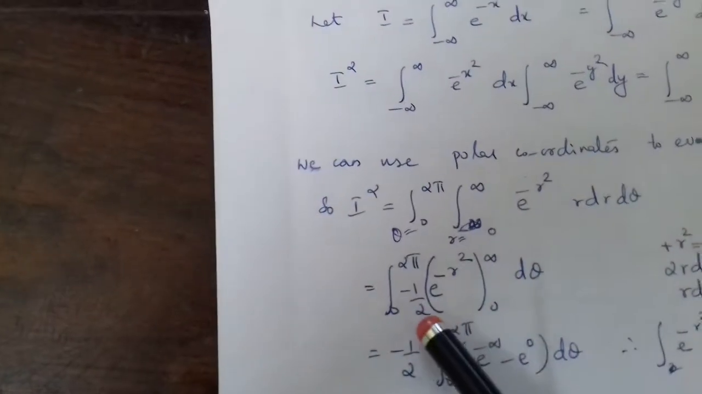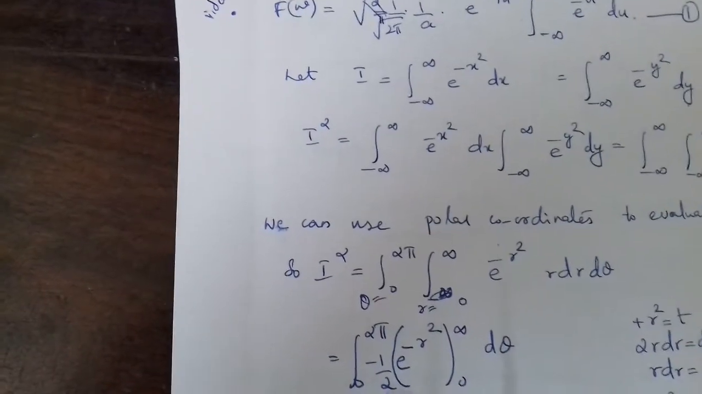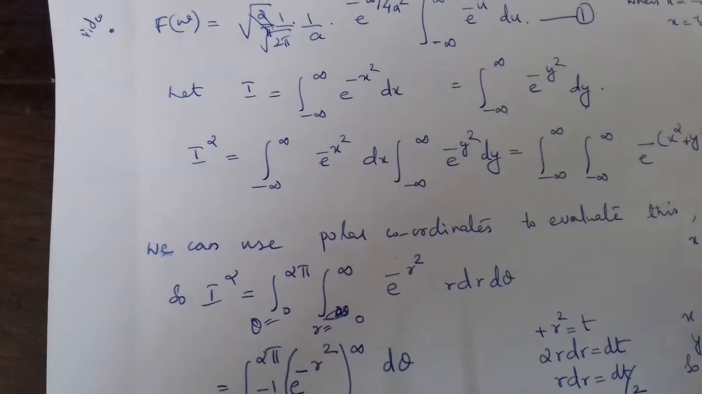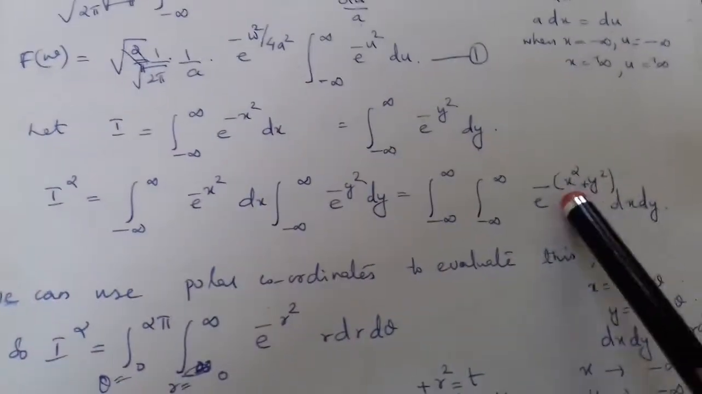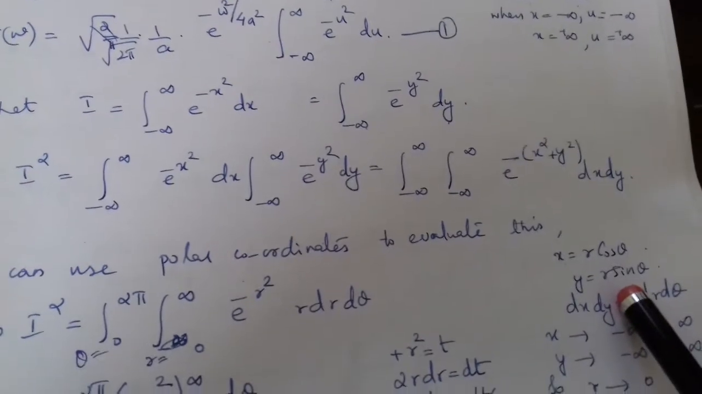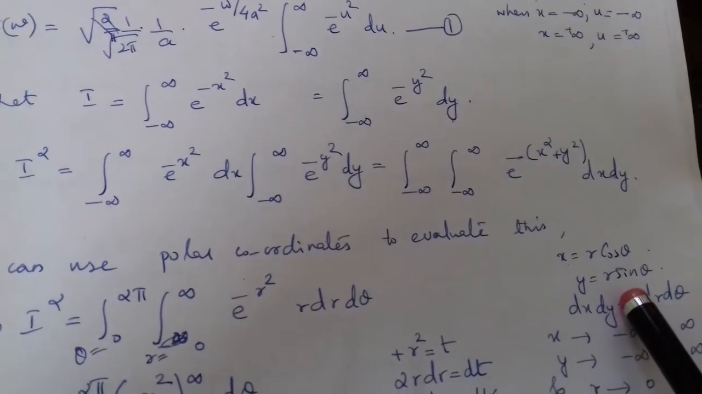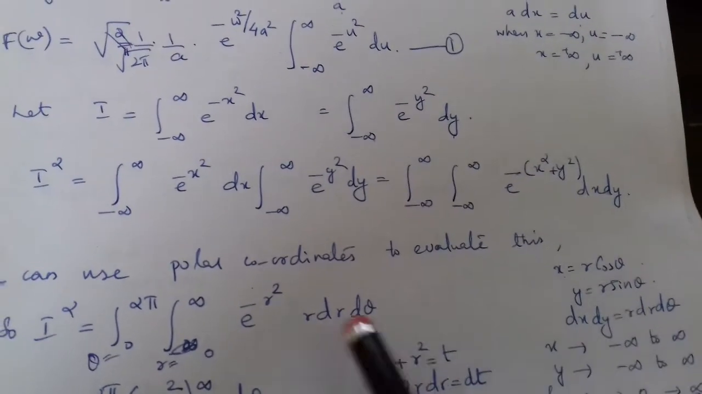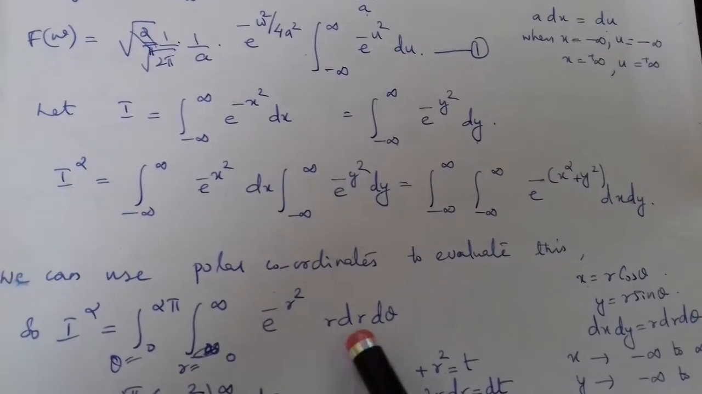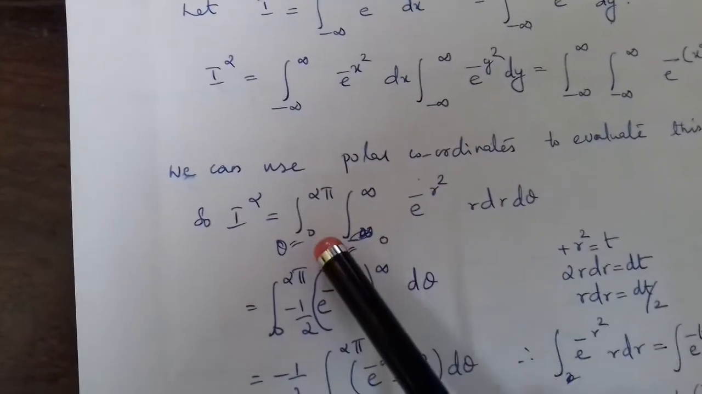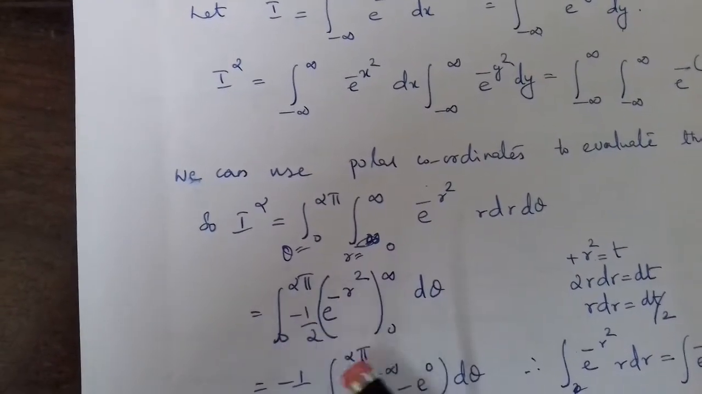So this becomes I square is the integral of e raised to minus (x square plus y square), where x is r cos theta and y is r sin theta. So x square plus y square is r square cos square theta plus r square sin square theta, that is r square. So it becomes e raised to minus r square r dr d theta, where r varies from 0 to infinity and theta varies from 0 to 2 pi.